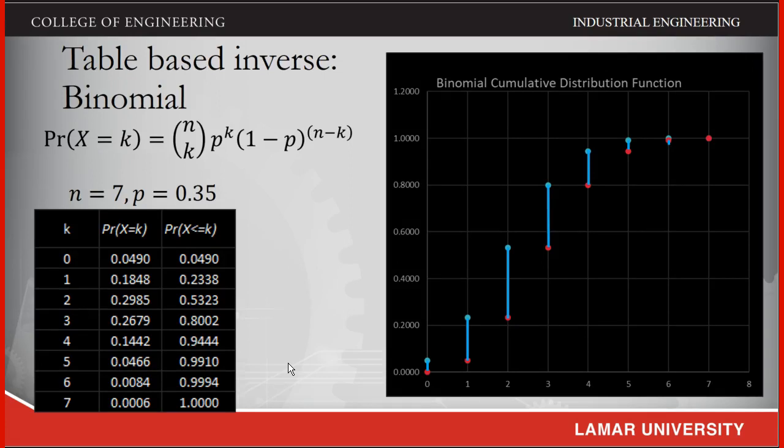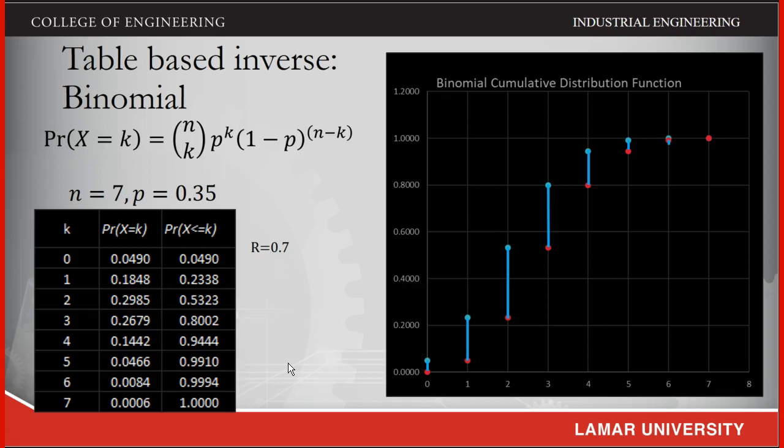We can compute the binomial distribution, which is expressed as the combinations of k successes in n attempts, times p to the k, times 1 minus p to the n minus k. In this example, n equals 7 and p equals 0.35. The full domain is expressed in the table, both for the probability of having exactly that number of successes and the cumulative distribution. Once we have the cumulative distribution, we can make a map. Depending on the random number that we get, we would select that value.